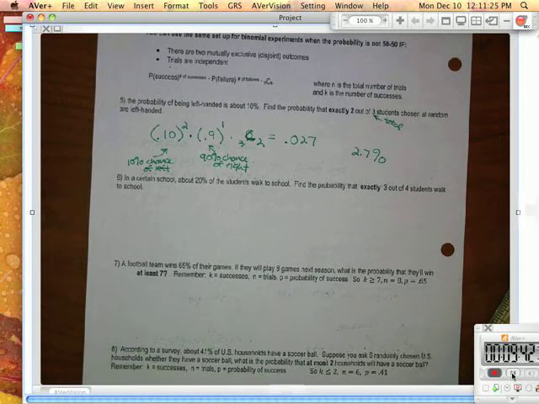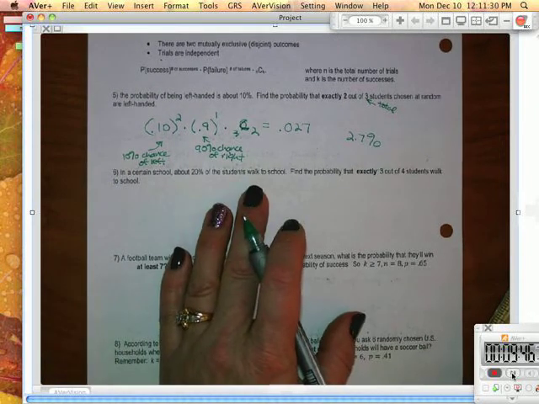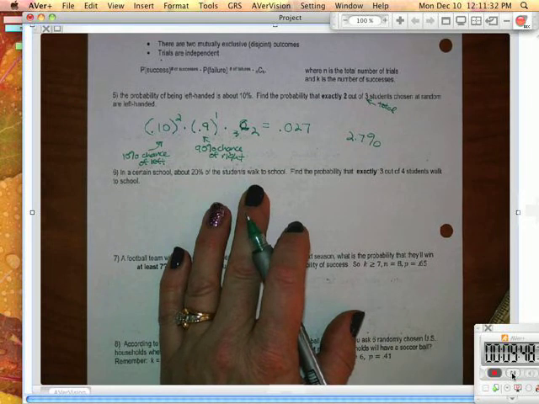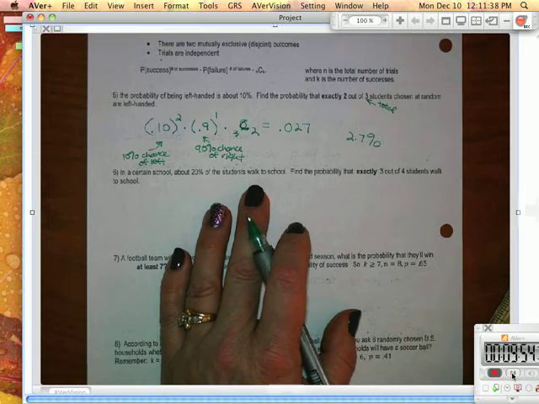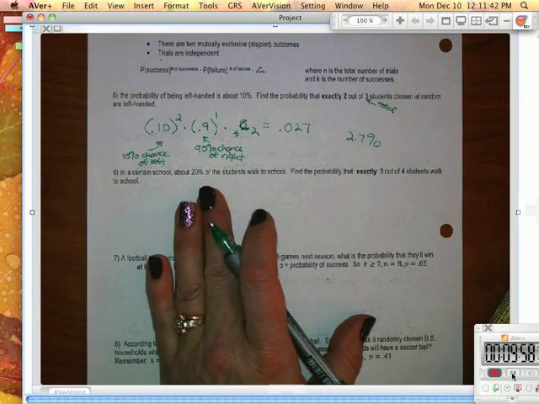Let's try a different one. In a certain school, about 20% of the students walk to school. Find the probability that exactly 3 out of 4 students walk to school. Again, I'm guessing it's not going to be very high because only 20% of them do actually walk to school. So let's see the probability.